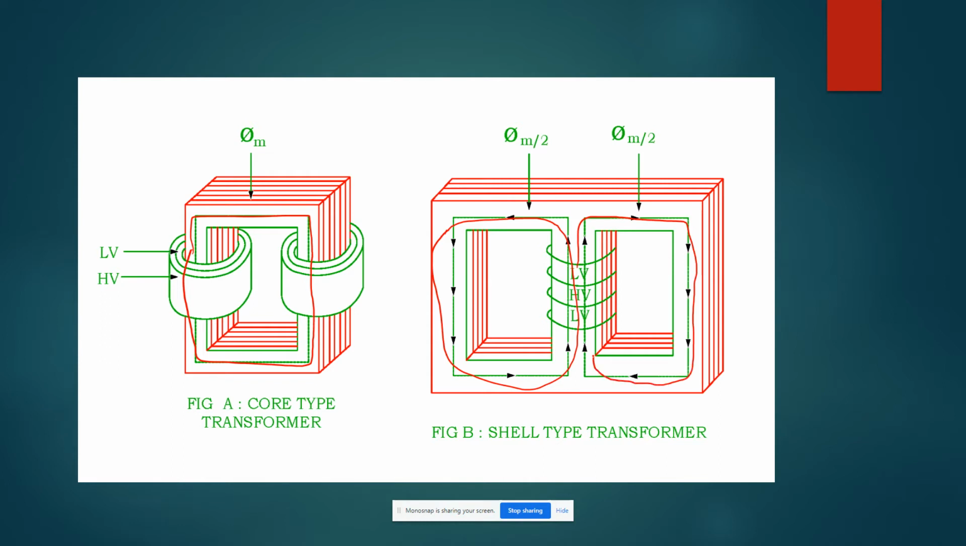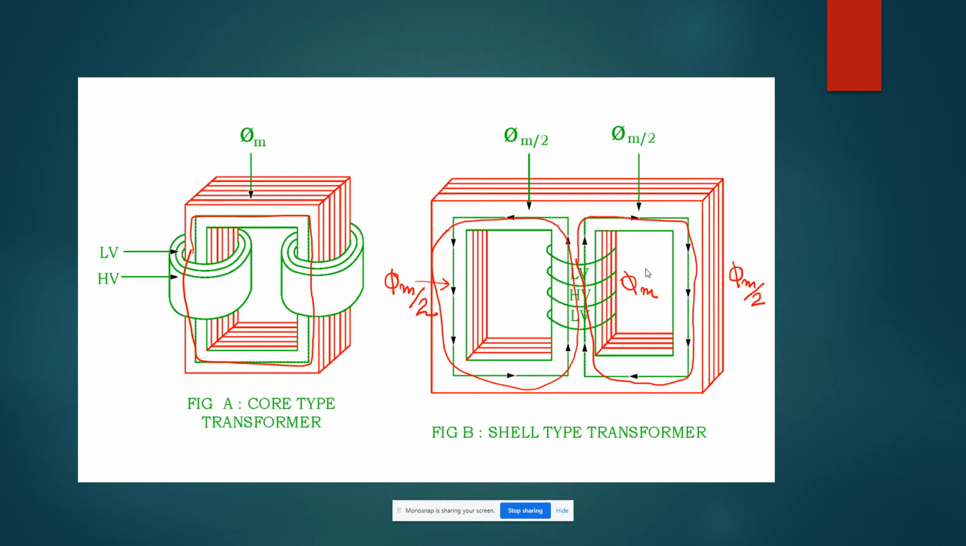At the center, flux value is phi maximum, and in the outer limb, flux is phi maximum by 2. So the outer limb carries phi maximum by 2 and the central limb carries phi maximum. The width of the central limb in the shell type transformer is twice that of the outer limb because it carries phi maximum flux, whereas the outer limb carries only phi maximum by 2.